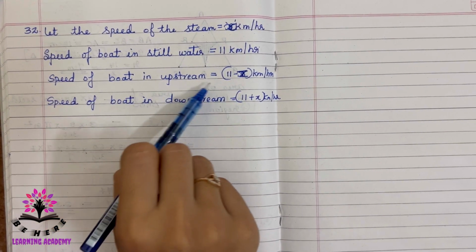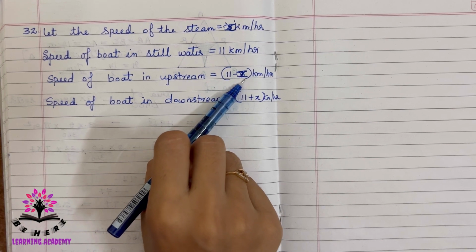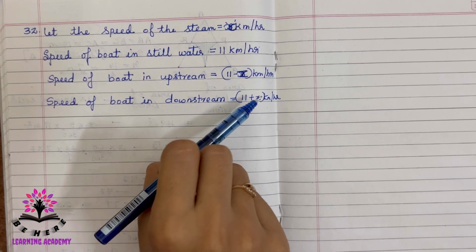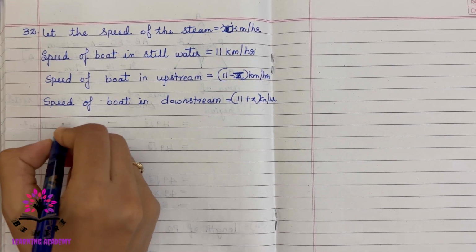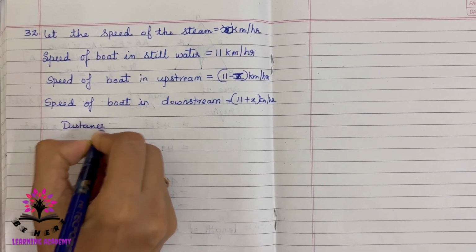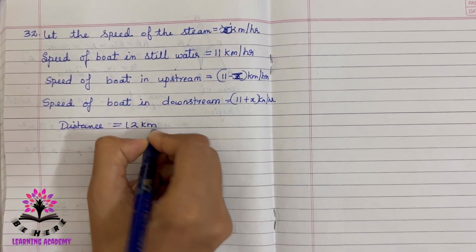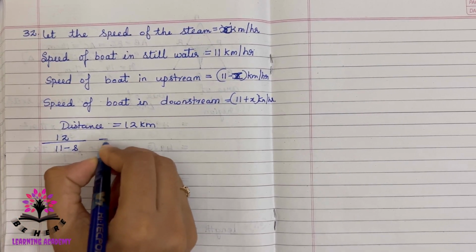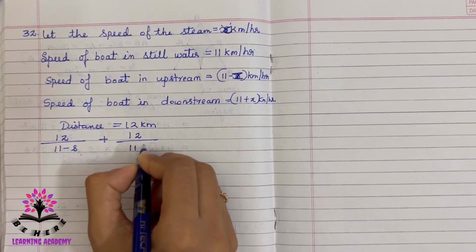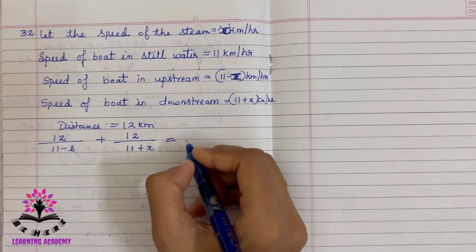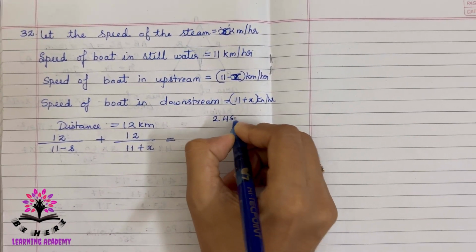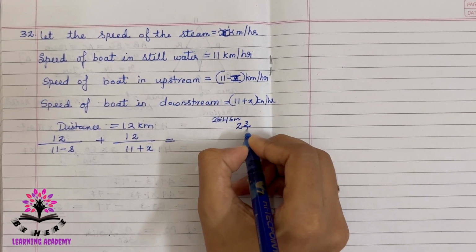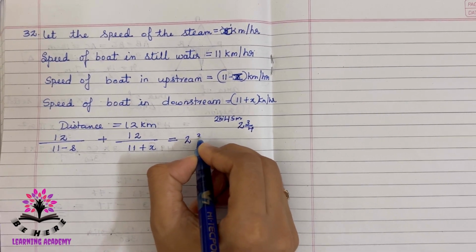Then speed of the boat in upstream is 11 minus x kilometer per hour. Same thing in downstream, it will be 11 plus x kilometer per hour. So distance is given as 12 kilometers. So I can write the equation as 12 divided by 11 minus x plus 12 divided by 11 plus x, that is equal to 2 hours 45 minutes. 2 hours 45 minutes is nothing but 2 and 3 by 4 hours. So 2 3 by 4.